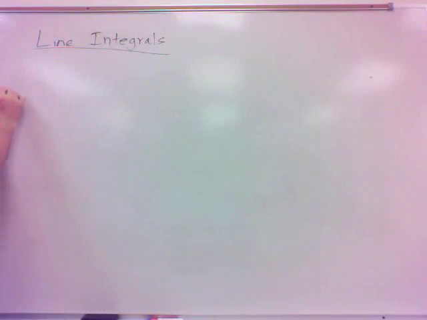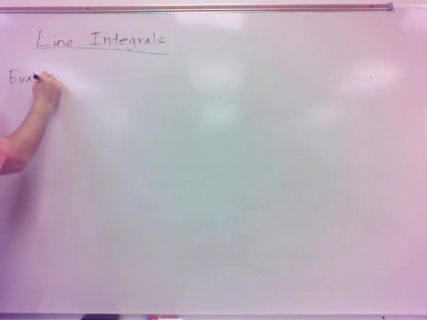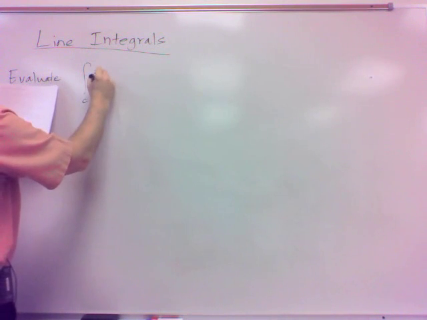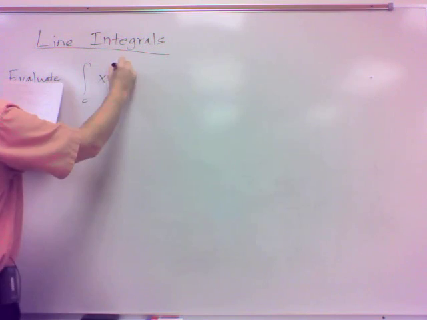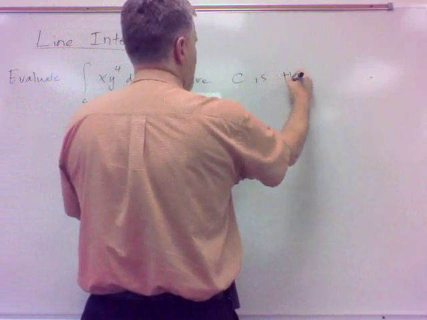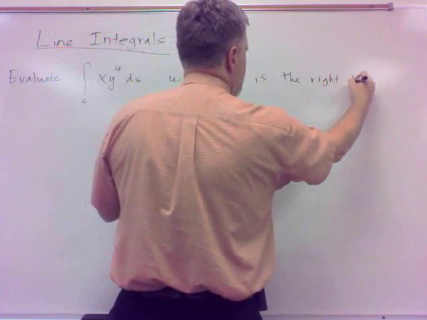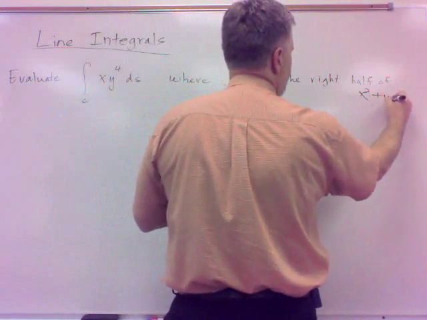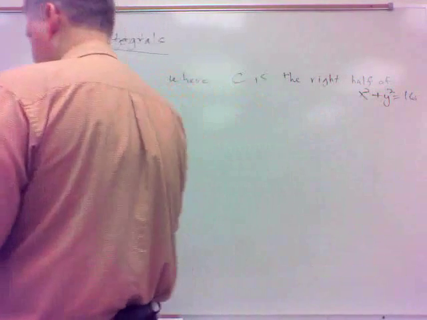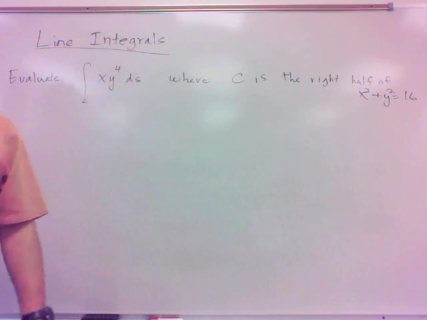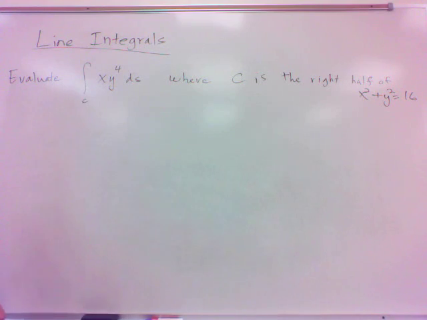Okay, evaluate the line integral over C of x y to the fourth ds, where C is the right half of x squared plus y squared equals 16. Okay, so step one is parameterizing C.